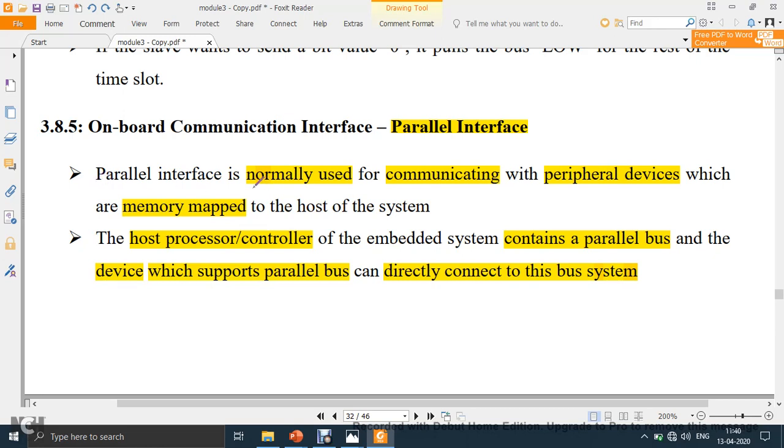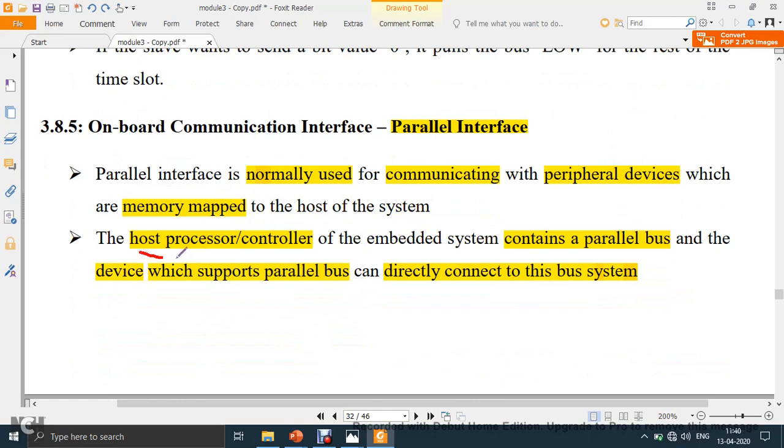Parallel interfaces are normally used for communicating with peripheral devices which are memory mapped. Memory mapped means the device that you want to access, suppose a printer or a scanner, can be accessed as a normal memory location. That is what we mean by memory map: to access a device just like a memory, you memory map the device.